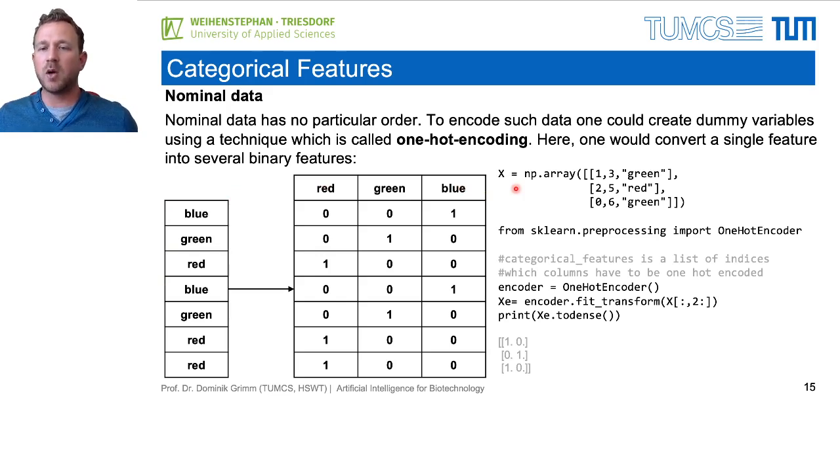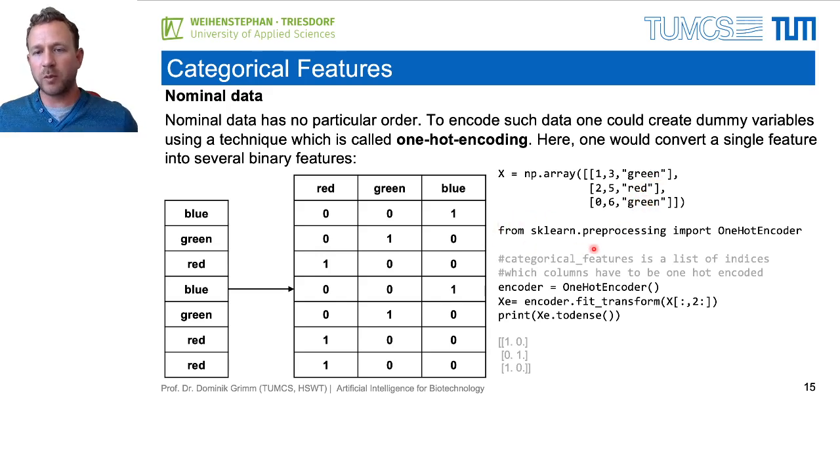And this, of course, can also be done in scikit-learn. Let's say we have this data matrix X, where we have 2 normal features, which are integers, for example, and here we have this nominal feature column, which tells me that this sample is green, here it's red, this sample is green.